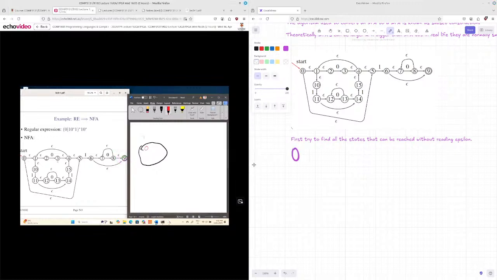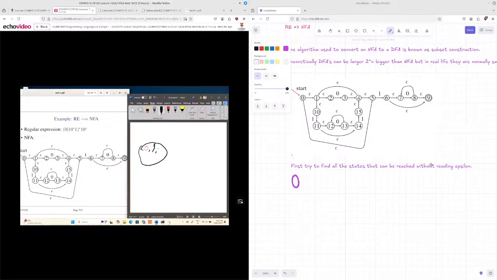From 0, we can reach 1. Once we are at 1, we can be at 2. Once we are at 1, we can also move to 10 on epsilon. And we can also reach 5. Okay, so this is the set of all the possible states the NFA can reach on epsilon transitions. So that's the first step of the algorithm.